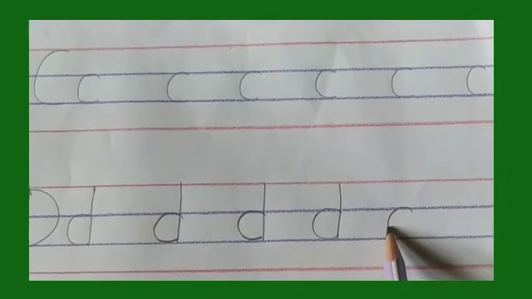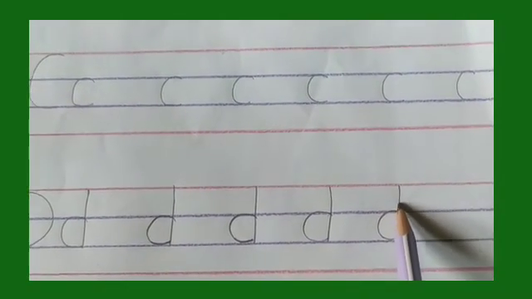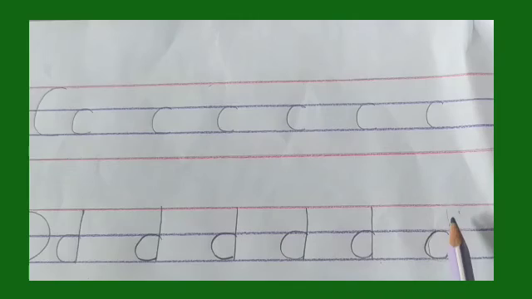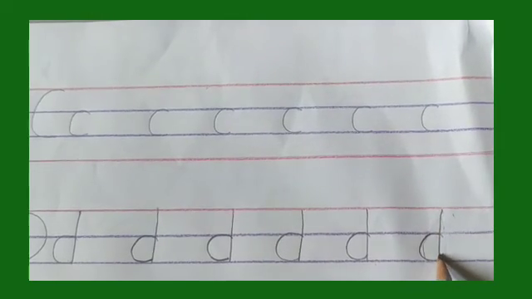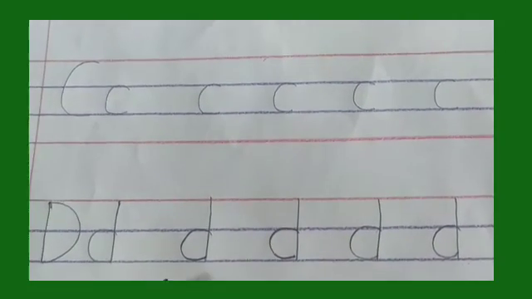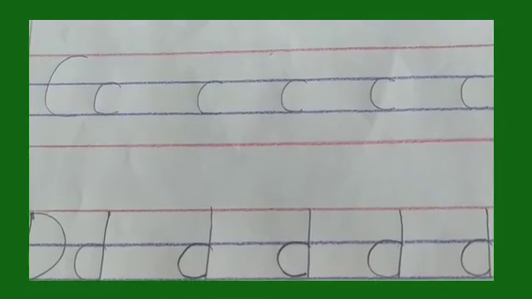D. Curve and then standing line. Letter D. So children, now you know to write also small letter D on these 4 lines.